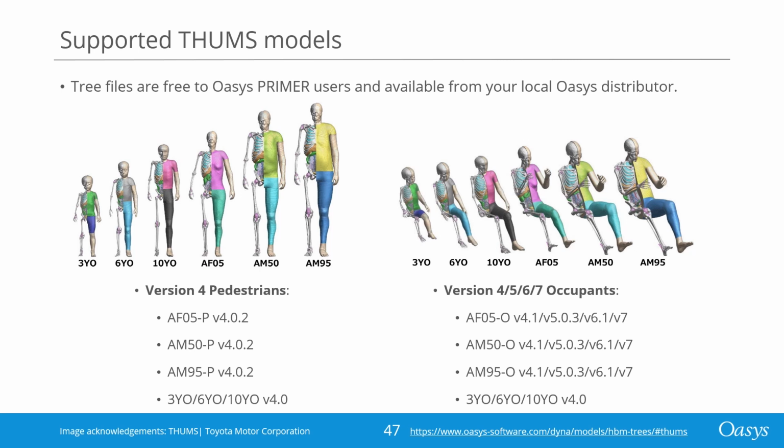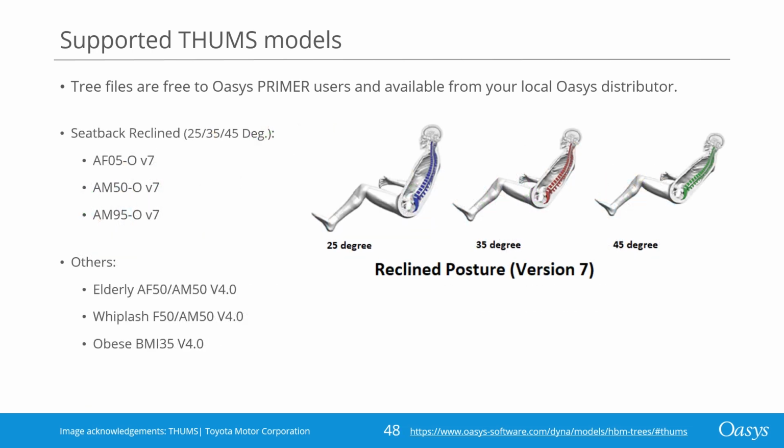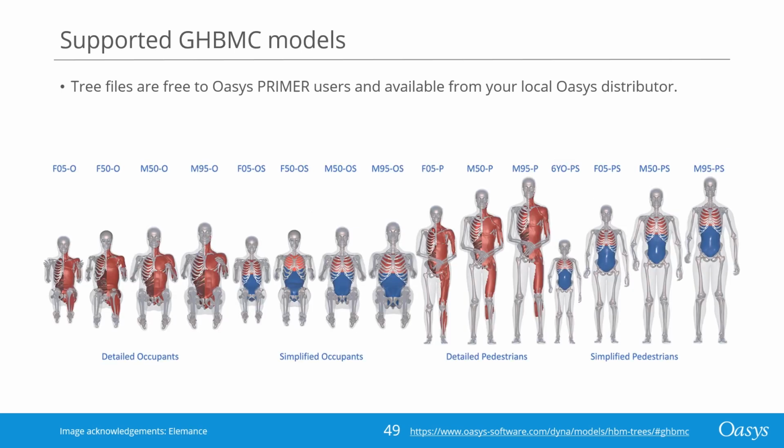I just want to add that we support the most popular THUMS models, including the version 7 family of models. And we also support the new version 7 seatback recline models. Finally, we support the most popular and latest GHBMC family of models as shown on this slide. And this includes both the detailed and simplified variants.